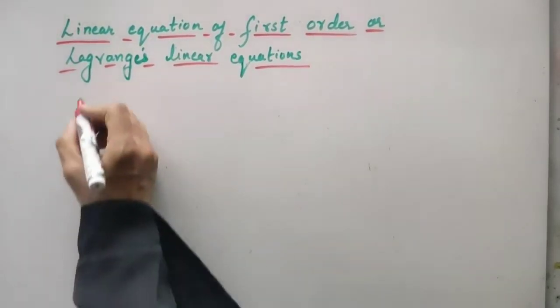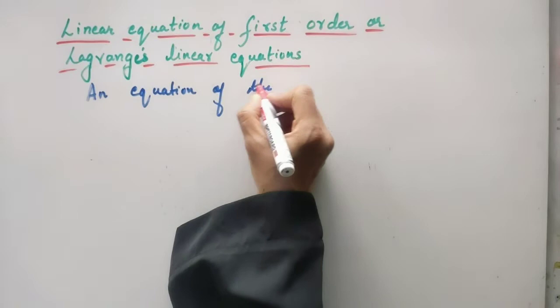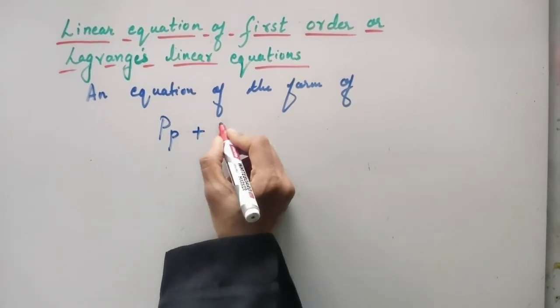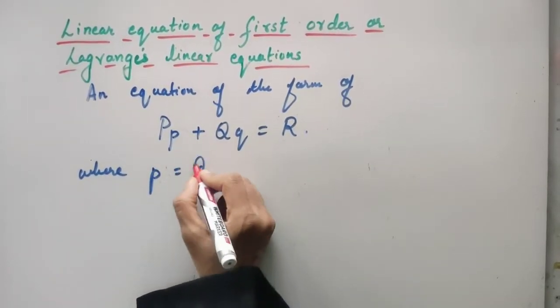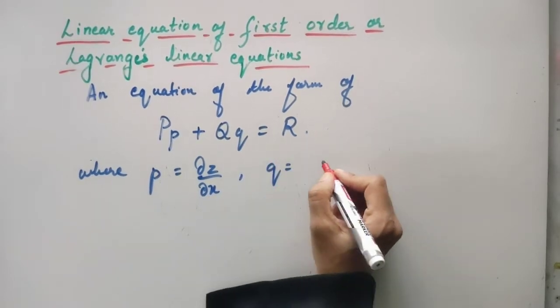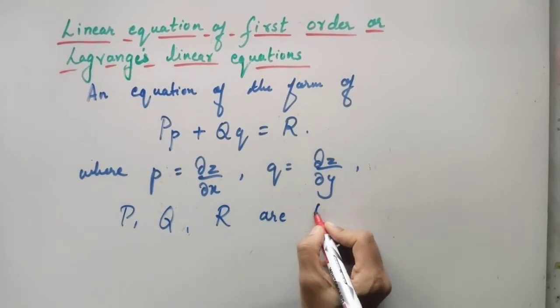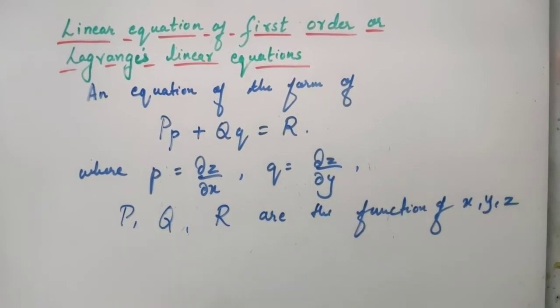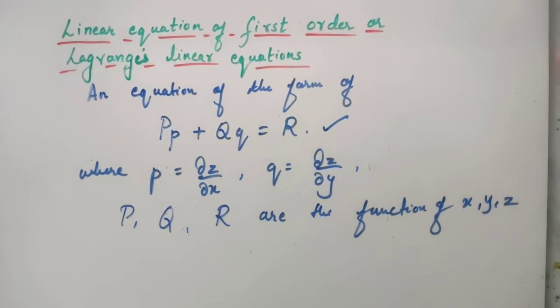Okay, so let's see an equation of the form Pp + Qq = R, where you know very well about this p and q. Small p is ∂z/∂x and small q is ∂z/∂y, and this capital P, capital Q and R are the functions of x, y and z. Okay, so such an equation is called a linear partial differential equation of first order. Okay, or also it is known as Lagrange's linear equation.